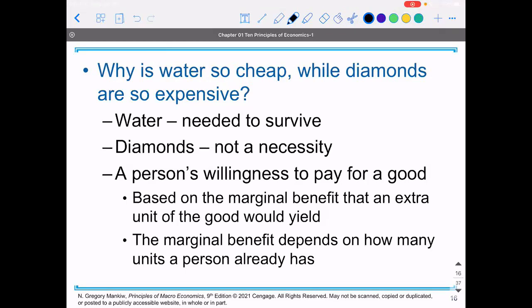And so if we look at the benefit in terms of diamonds, if you own no diamonds and you really like that kind of thing, then you might be willing to pay quite a bit for a diamond because you don't have any. But if I were to give you an entire diamond mine, diamonds aren't going to be that important to you anymore because you have so many.